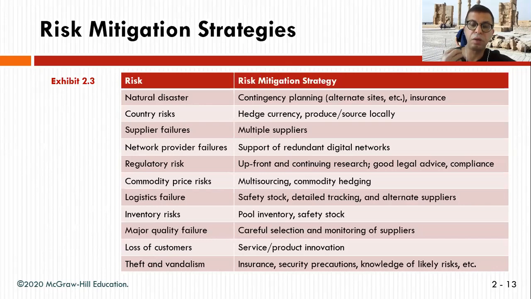You get the commodity price risk. The price goes up and down, so you want to make sure that you have multiple suppliers. So you have multi-sourcing. Commodity hedging, as I said, is big, especially in oil. You do commodity hedging.